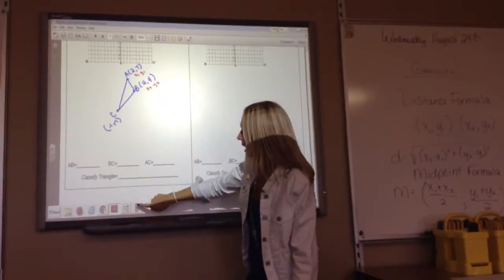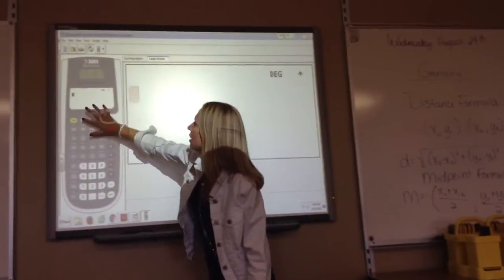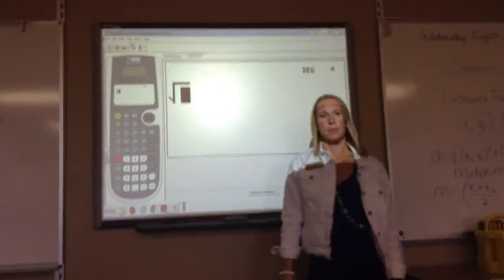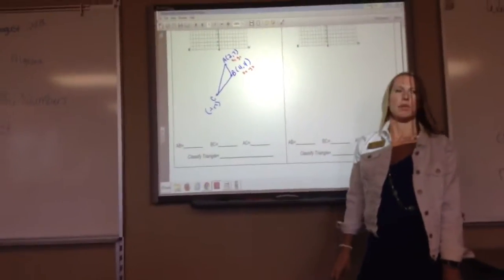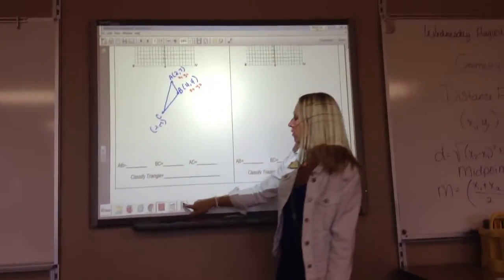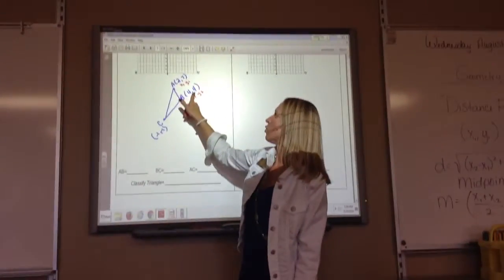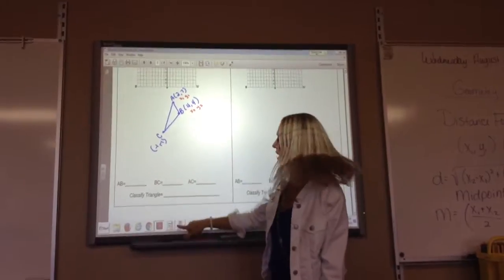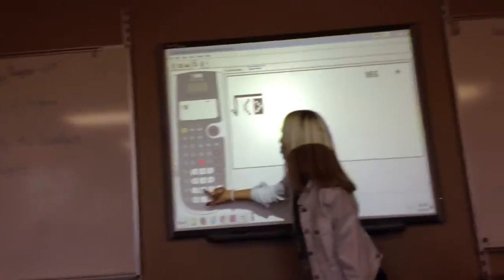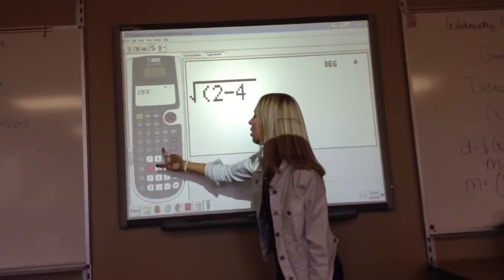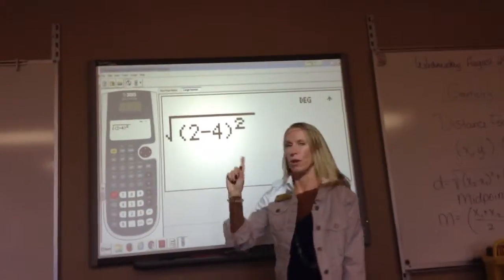So distance, back to distance formula. Second x squared. We have to subtract the x's. So what are my x numbers? 2 and 4. So do you guys want to do 2 minus 4 or 4 minus 2? 2 minus 4, okay. If I go top to bottom, I have to do top to bottom again. So 2 minus 4, close the parentheses and square it. And then what do I not want you to forget?